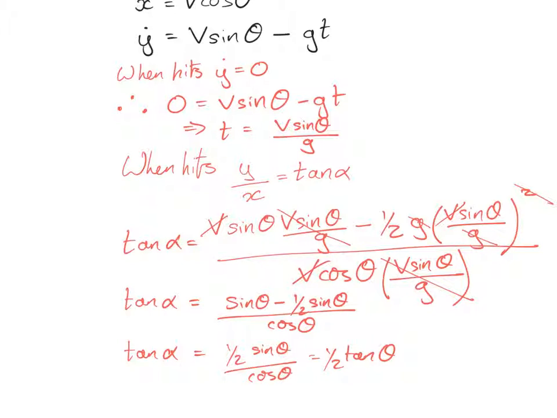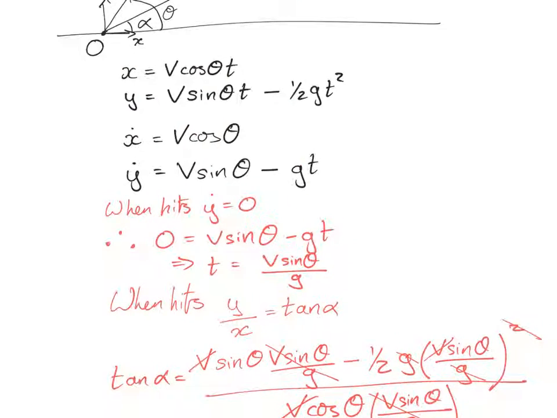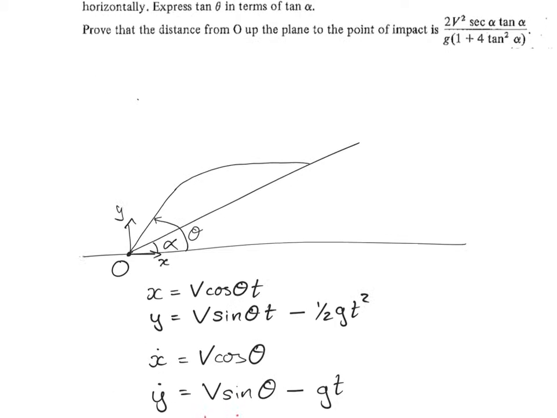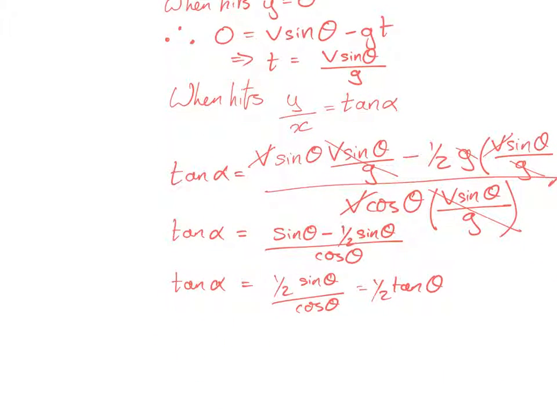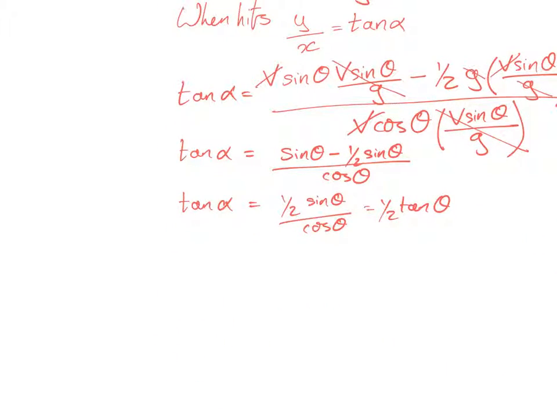Let's just get the question the right way around. It says express tan theta in terms of tan alpha. Therefore tan theta is 2 tan alpha. It feels like there might be a quicker way of doing that. Maybe if you come across that, you can add a comment to the video.